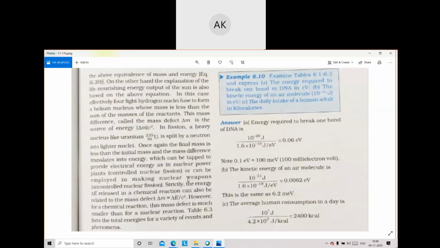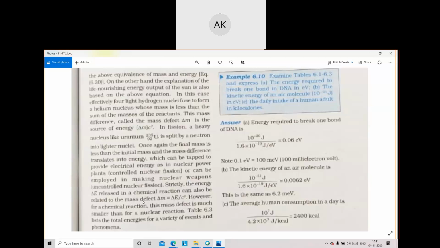Okay, so in that reaction, when you find the product mass, there is a decrease in mass compared to the reactant mass. The product mass is going to be less. So where has this mass gone? That decrease in mass is converted into energy. So in the fission reaction also, the same thing happens. Some mass is found to be less in the products, and that decrease in mass is converted into energy.